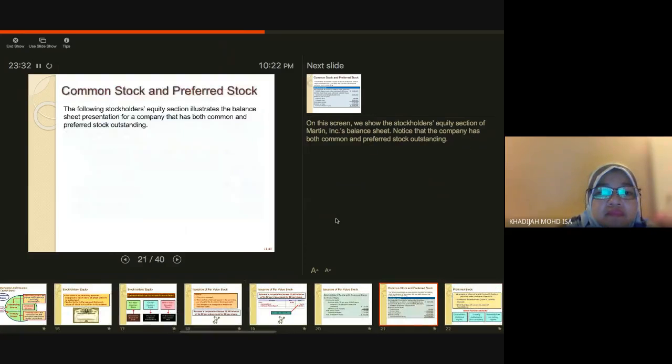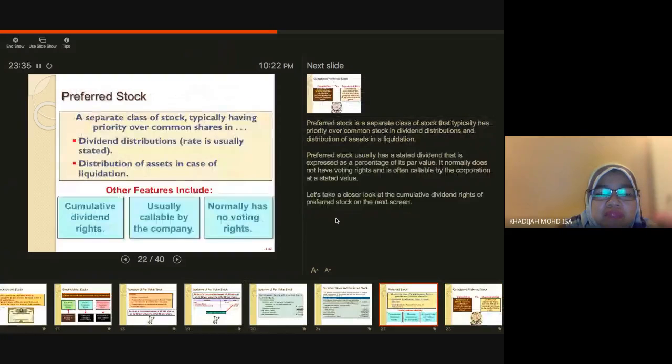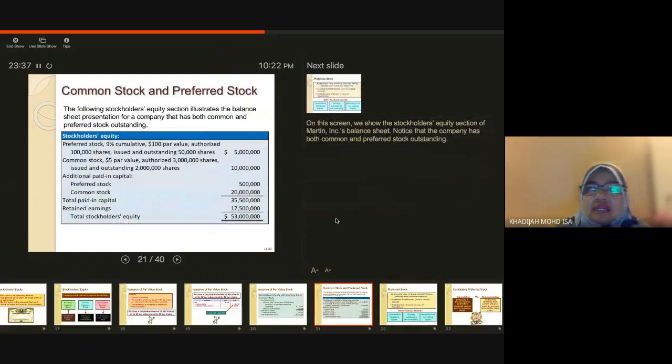Right. This one is a preferred stock. Alright. Dia tadi kita kata there are many types of stock. Shares. Kalau kata preferred shares ni dia macam ni. Dia akan tengok you nampak Preferred stock 9% cumulative $100 par value. Authorized 100,000 shares, issued and outstanding 50,000 shares. So in this case, you see that there are many types of stock. Ini nama preferred stock, ini common stock. Okay? So you have to record at par value.